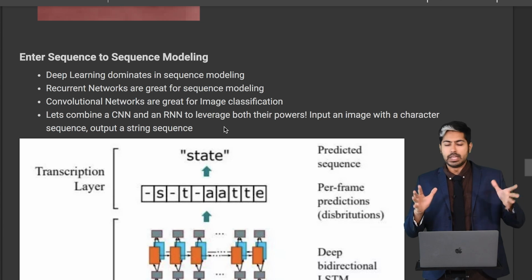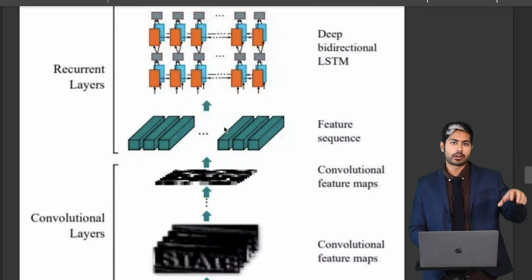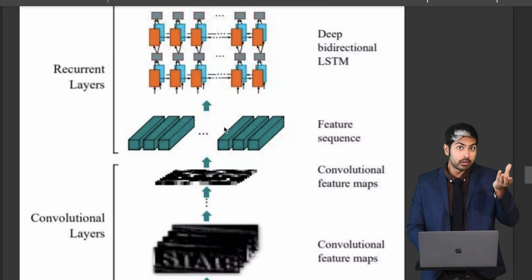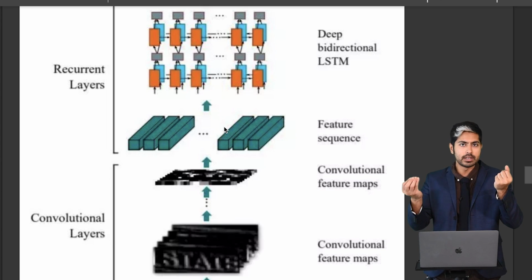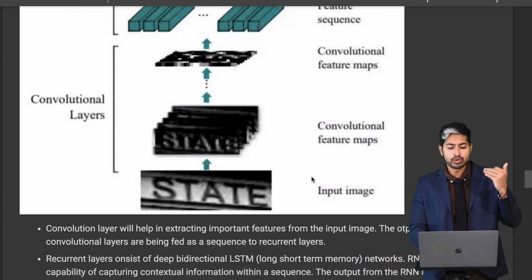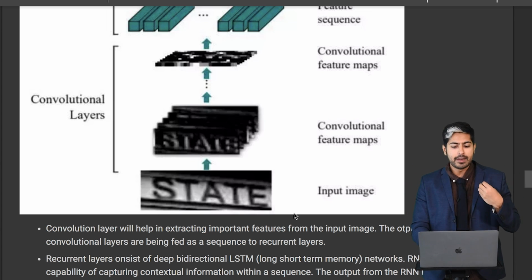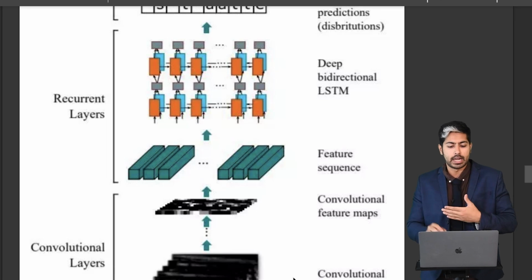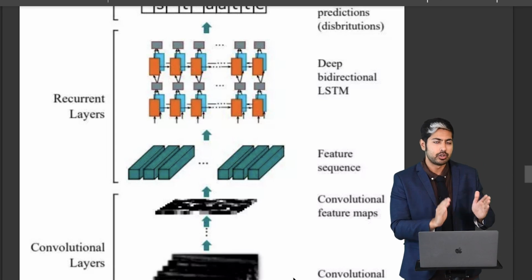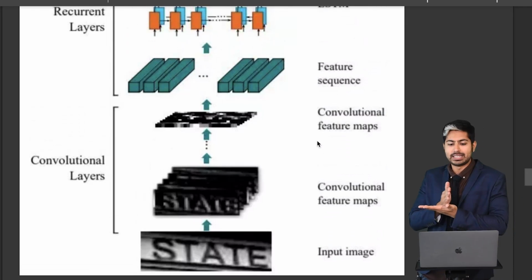Right, and so deep learning dominates the sequence modeling space. And so what we're going to do is use a convolutional network to understand the image data and build representations of it in the form of matrices that store that data. That's the brain of the neural network. And then we're going to use a recurrent network to output a sequence of characters. So the convolutional layers will help in extracting the relevant information and storing those as feature maps. We'll then feed those feature maps into a recurrent network, specifically a deep bidirectional long short-term memory network. And what that's going to do is capture the contextual information.